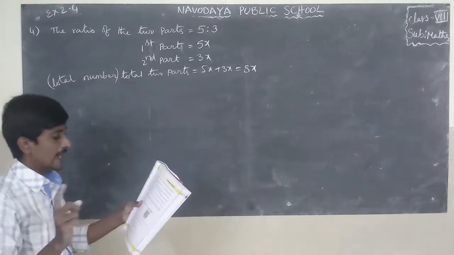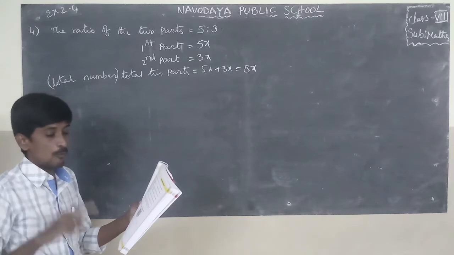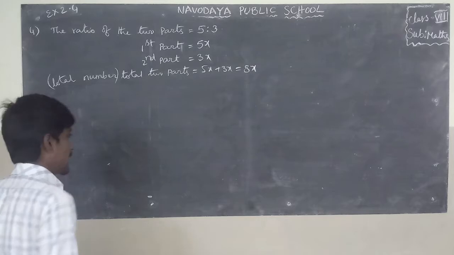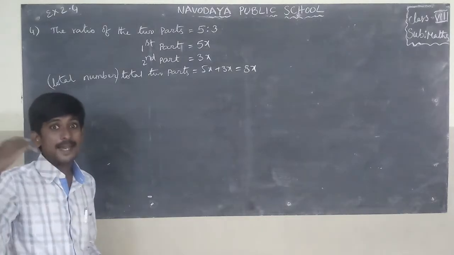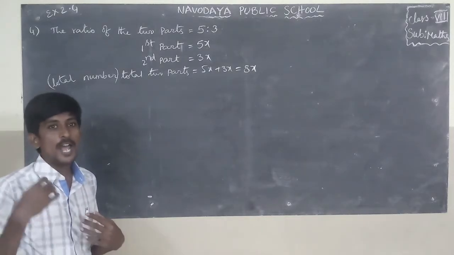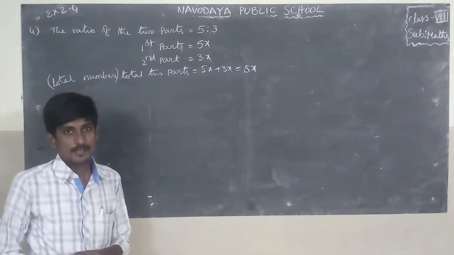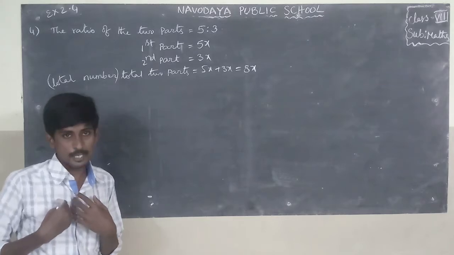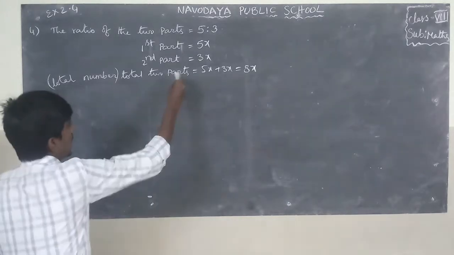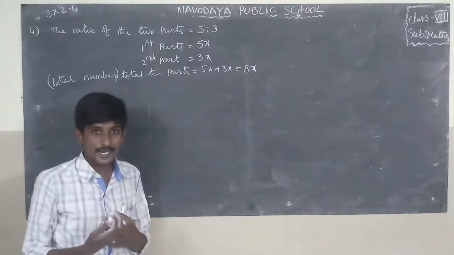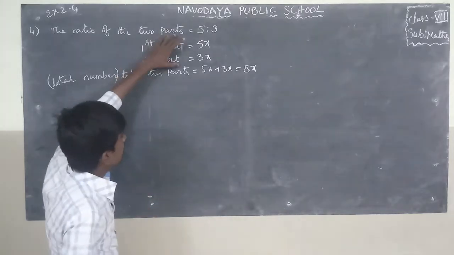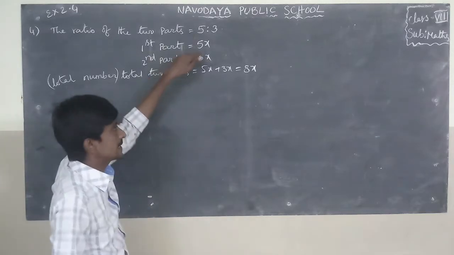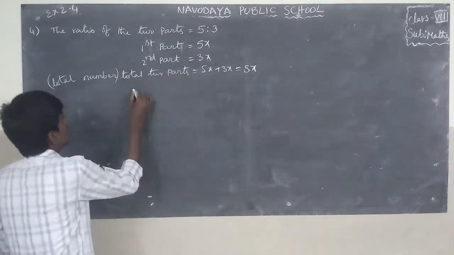But here one condition is given. The two parts, one part is 10 more than the other. For example, you have 20 rupees, 10 more than that means I have 30 rupees. So what is the difference between you and me? 10. So one part is 10 more than the other means the difference between first part and second part is 10.